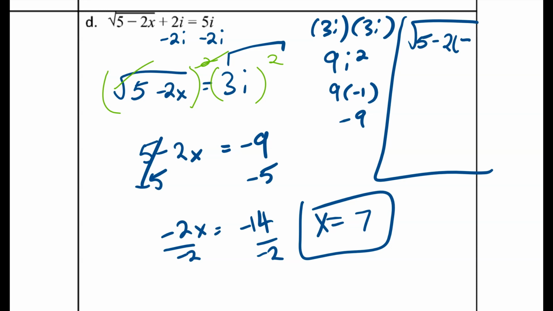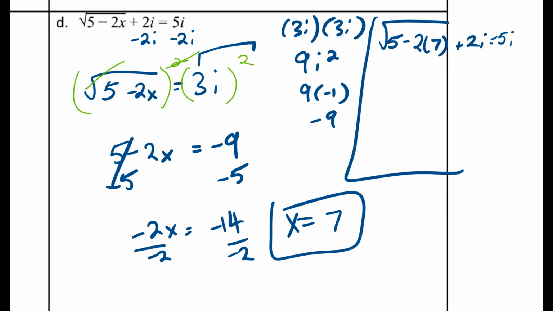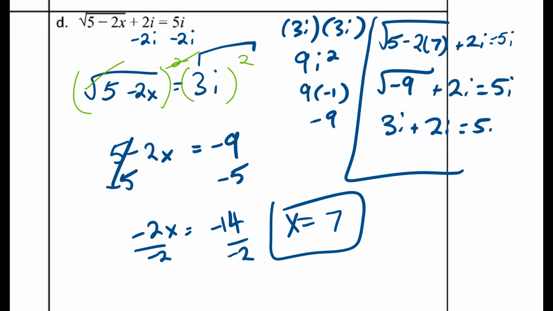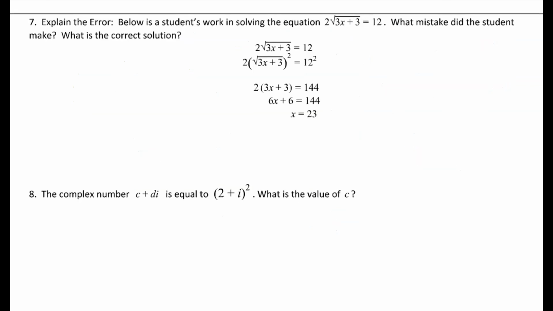5 minus 2 times 7 plus 2i equals 5i, and 5 minus 14 is negative 9 plus 2i equals 5i, and negative 9 under the radical just simplifies to 3i. So 3i plus 2i is in fact 5i, and again it checks out.